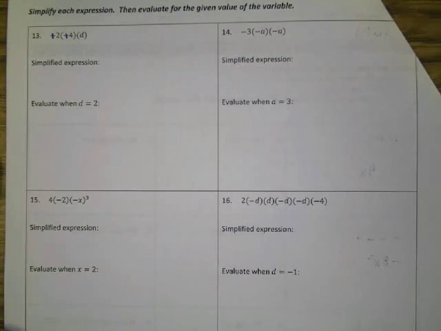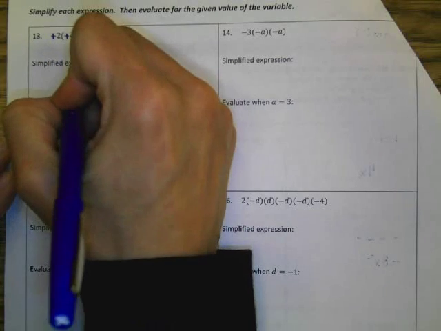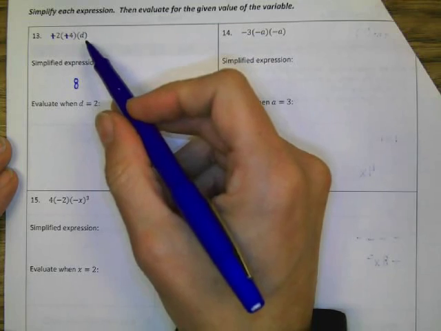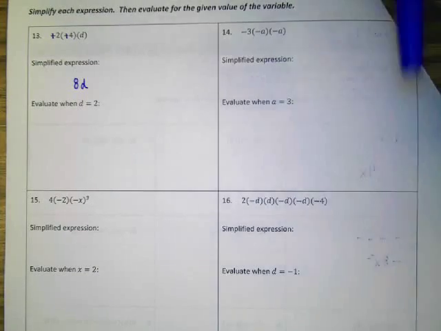Next, I'm going to multiply the numbers in my expression. So I have a 2 times 4, which is 8. And then I'm going to count the number of variables here. I just have one d, so it's going to be d to the first power.